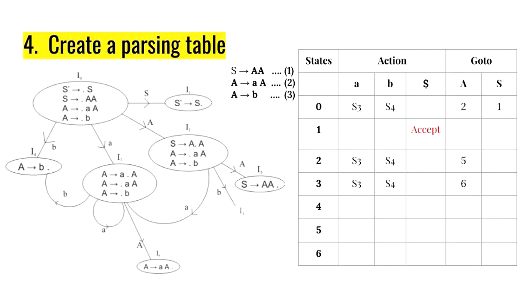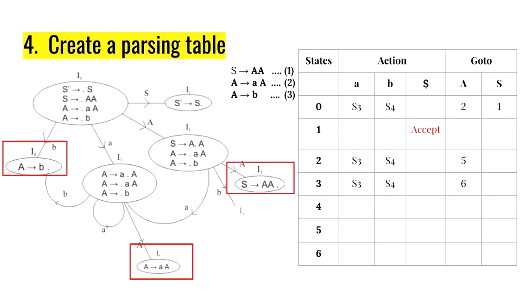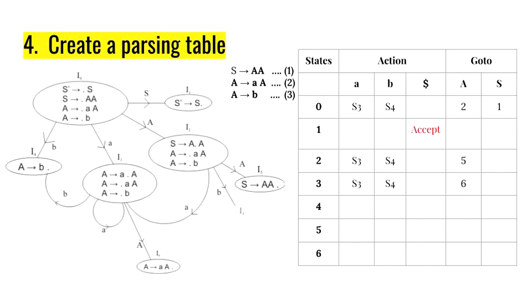If there is a final state, then its action columns will contain reduce moves corresponding to the number of the grammar it contains. Look at all the final states in this automata except I1. Because I1 is the augmented grammar, we are going to look at the real grammar. That is I5, I6 and I4. All of them contain the real grammars. We are going to write R with the corresponding number of the grammar we numbered.